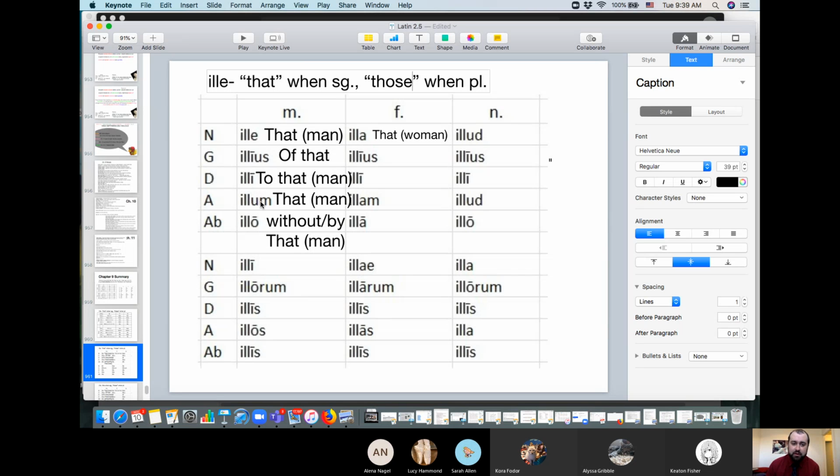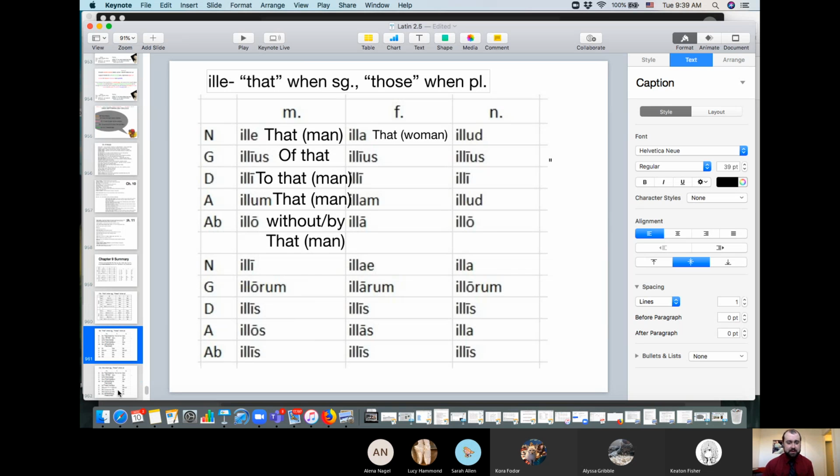Illum, illam, illud are the accusatives, so those change a little bit. And then illo, illa, illo are the ablatives. And then we have the neuters as well. The neuter endings all look very much like they're from first and second declension, right? If we're looking at these, this should look a lot like plural first declension. This should look like plural second declension.